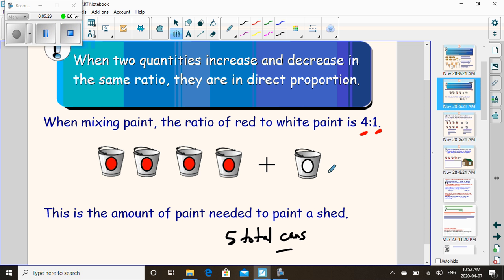This one's talking about paint, making a certain color, a mixture: 4 red cans and 1 white can. It's a 4-to-1 ratio. 4 red, 1 white.